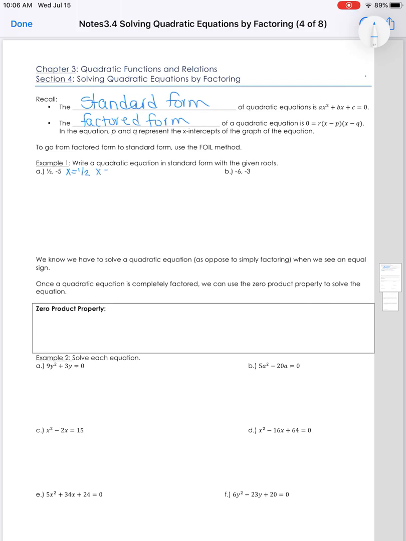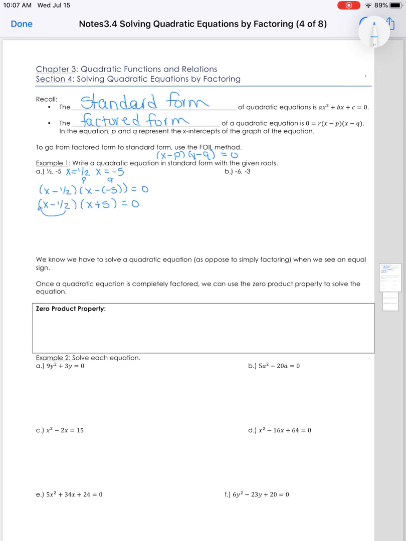So for example 1, it says write a quadratic equation in standard form with the given roots. What we've been doing so far is finding the roots. Now we're going the other way. So for the first one, x is 1/2, and x is -5. So this is like your p, and this is like your q. And what we're going to sub it into is the formula x minus p, x minus q equals 0. So we're going to say x minus 1/2 times x minus -5 equals 0.